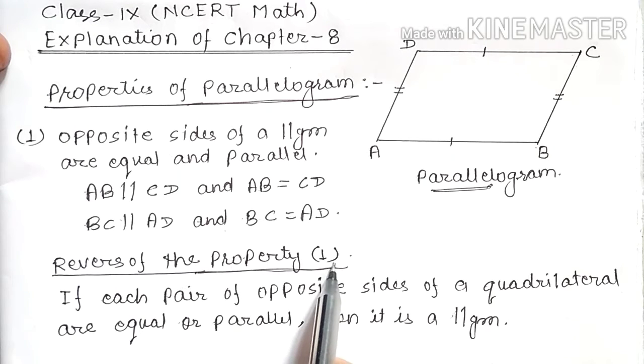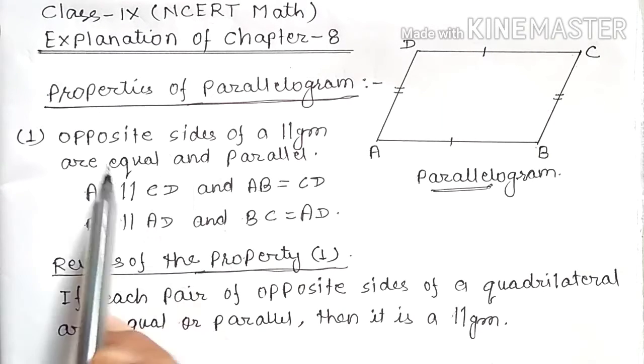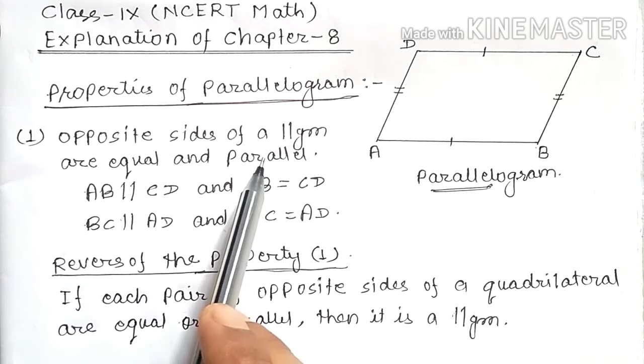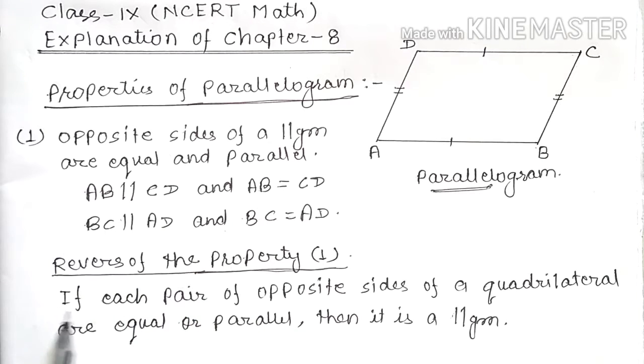Reverse of property 1. What is property 1? Opposite sides of a parallelogram are equal and parallel. The reverse of property 1 is: if each pair of opposite sides of a quadrilateral are equal, then we can say that the quadrilateral is a parallelogram, or if the opposite pairs of sides of a quadrilateral are parallel, then it is a parallelogram.